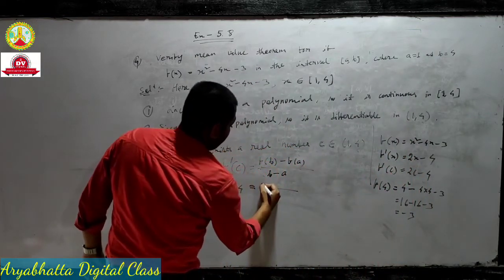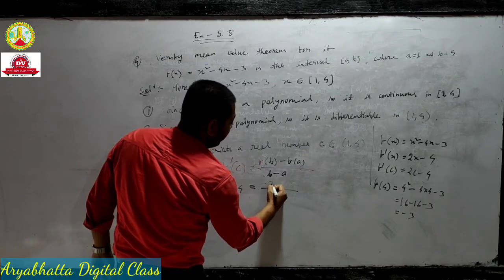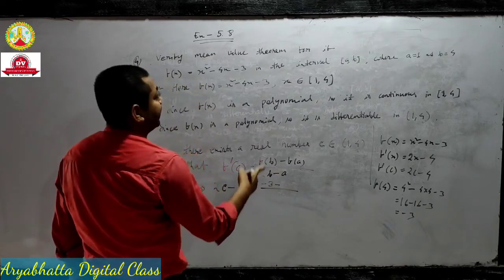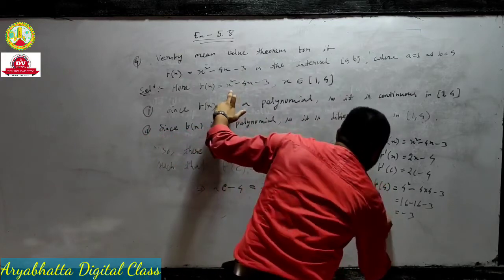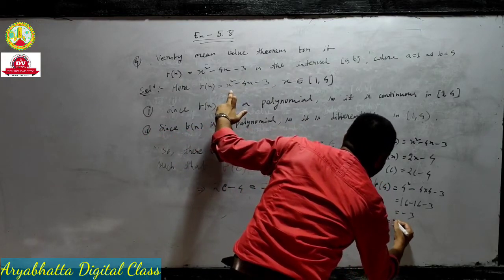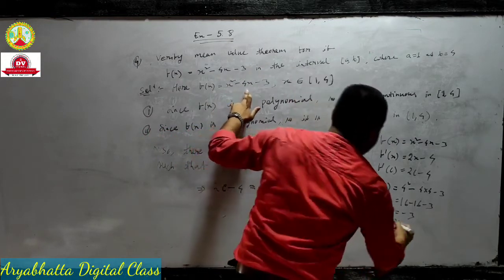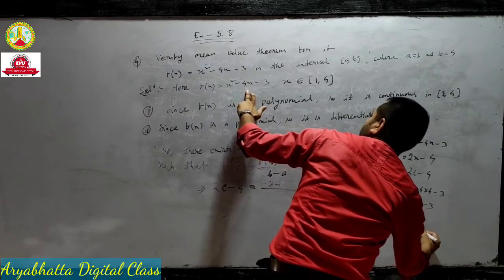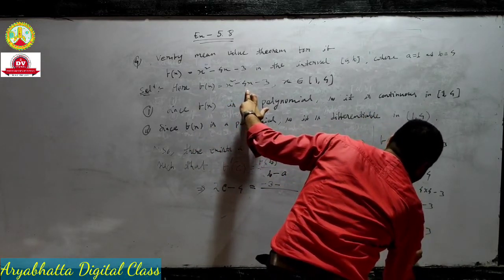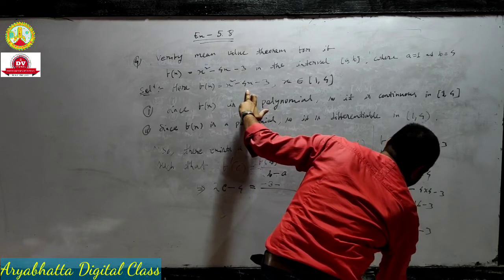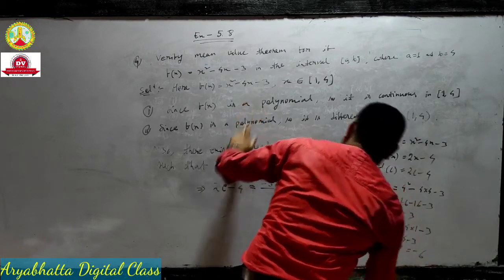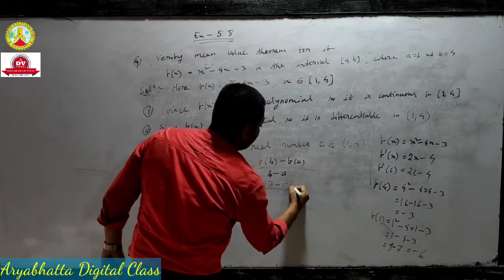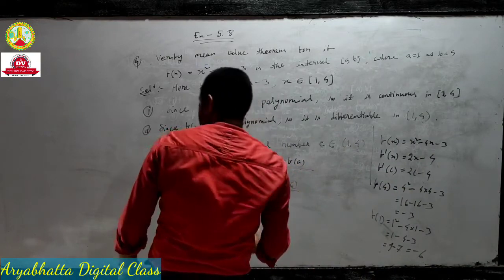f of 4 is equal to minus 3. Minus f of a, that means f of 1, is equal to 1 squared minus 4 into 1 minus 3, which is 1 minus 4 minus 3, which is 1 minus 7, equal to minus 6. So f of a is equal to minus 6.